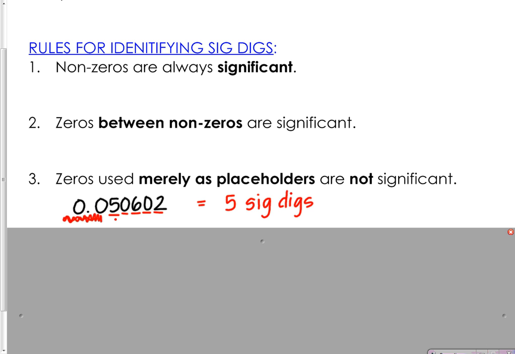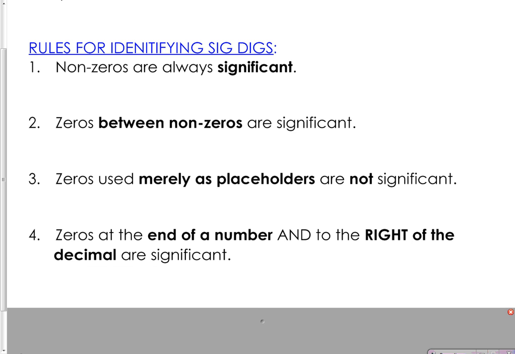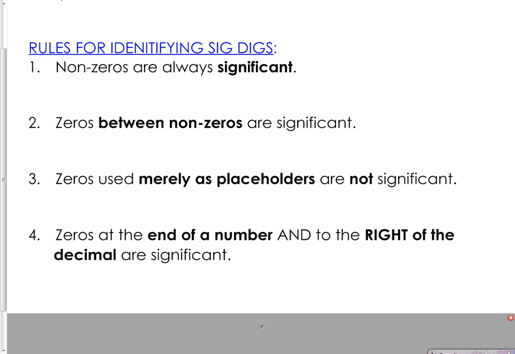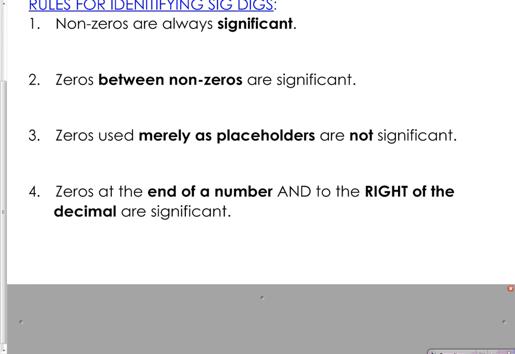Okay. Hopefully you're getting kind of used to this now. So that takes care of zeros that are at the beginning of decimals. It takes care of zeros that are between numbers. Now what happens when zeros are at the end of a number? Well, what happens here is you have to pay attention to where they are in relation to the decimal point.